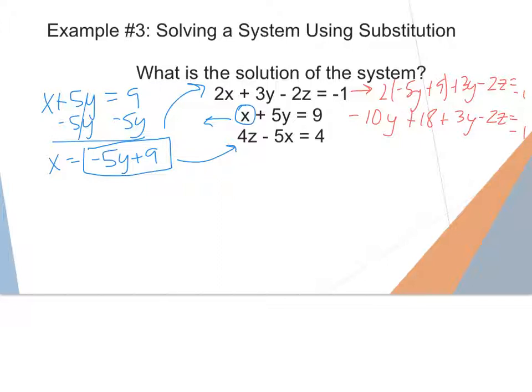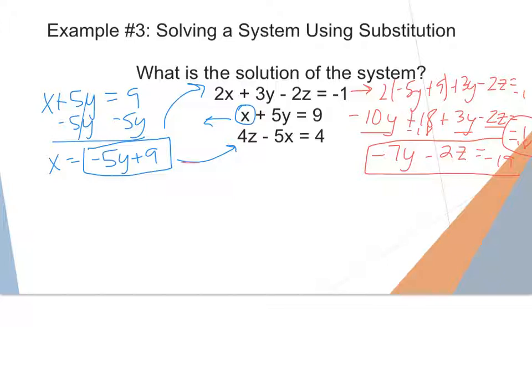Alright, on the left hand side we need to combine like terms, and I also need to move my 18 over. So if I combine like terms, I have negative 10y and positive 3y. That will make negative 7y. I also have a negative 2z. And I need to move my positive 18 over by subtracting 18. So negative 1 and negative 18 will make negative 19. Alright, so that's my first fixed equation.